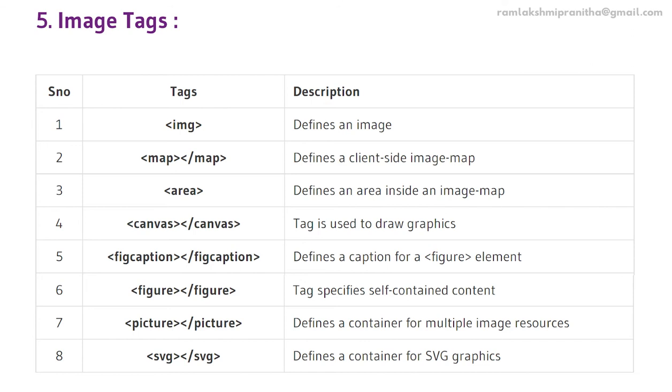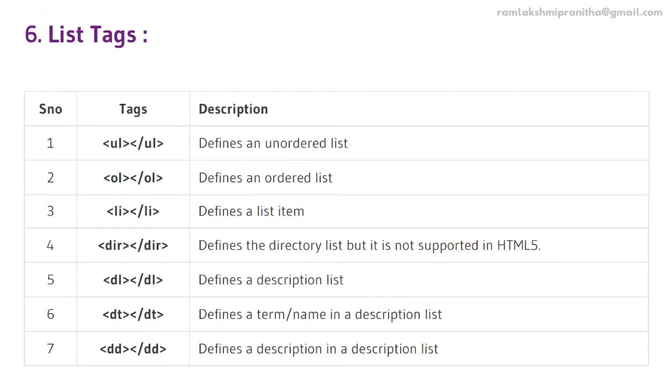SVG tag defines a container for SVG graphics. 6. List tags. Let us learn some of the list tags below. 1. Open and closed unordered list tag. Unordered list tag defines an unordered list.